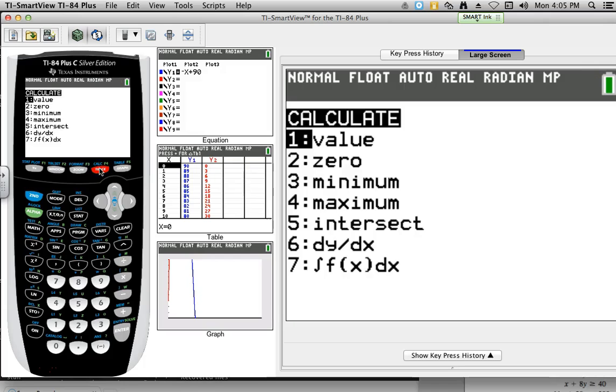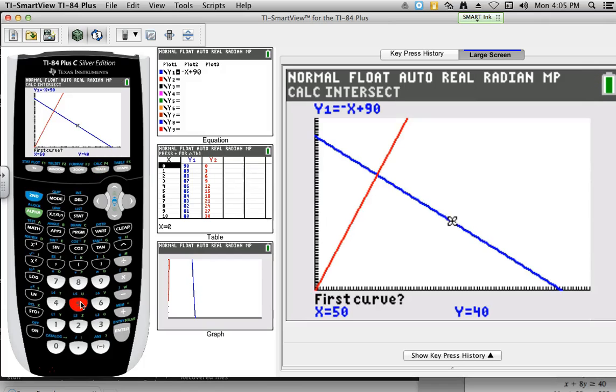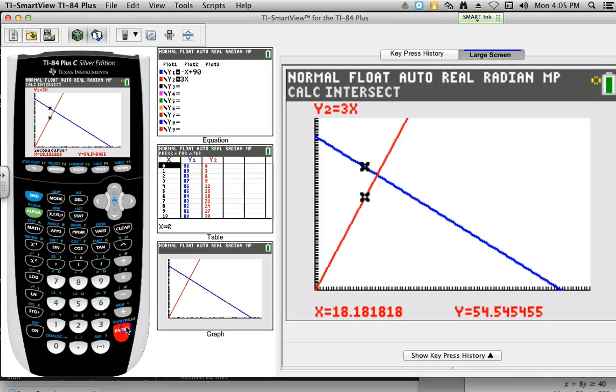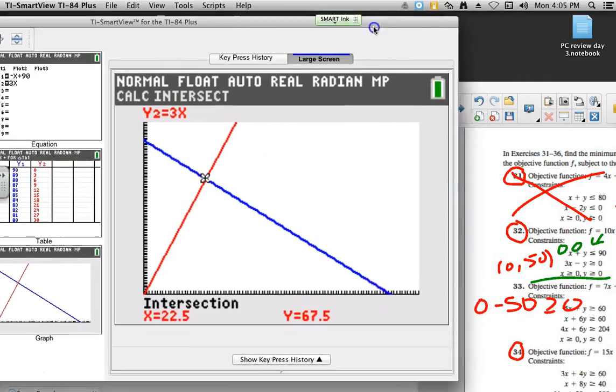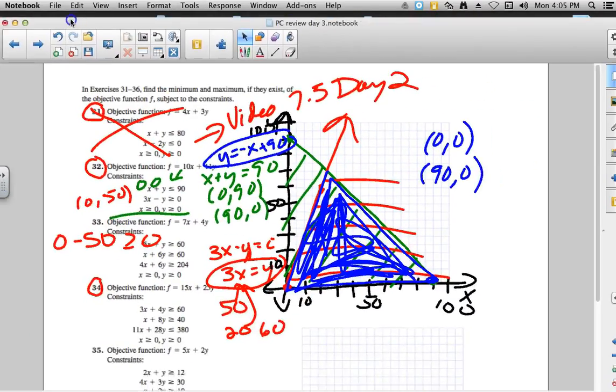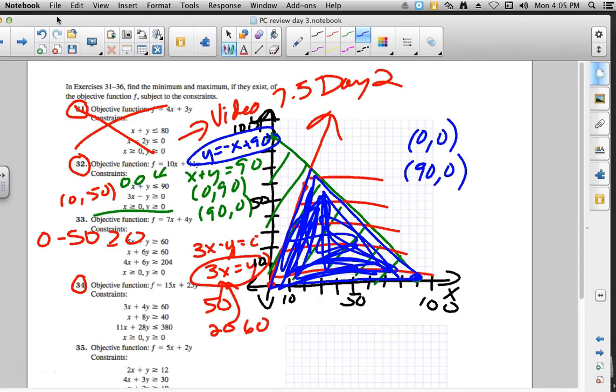Second trace. Number 5, let's get Blinky working here. The closer we can get to the intersection, the less work Blinky has to do. So you wouldn't have to do this. You could just hit enter 3 times, but it does go a little bit faster when Blinky is closer to that intersection. So we get 22.5, 67.5. Now what do we do with that?